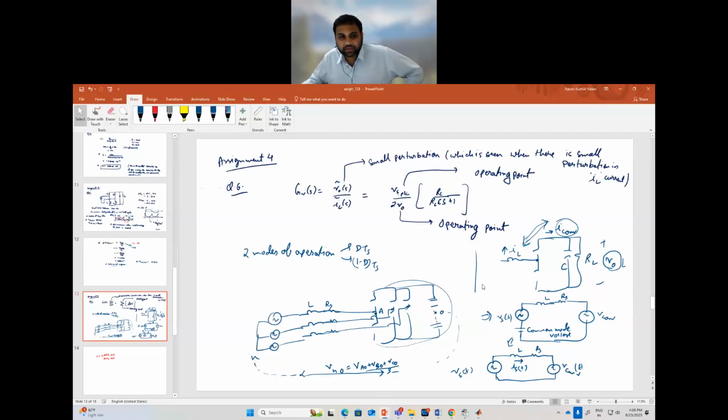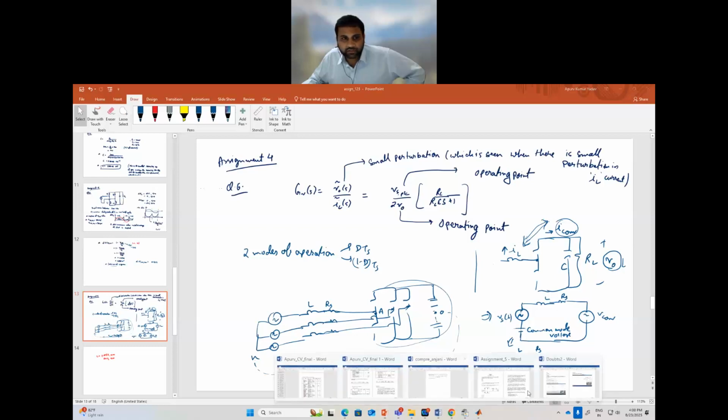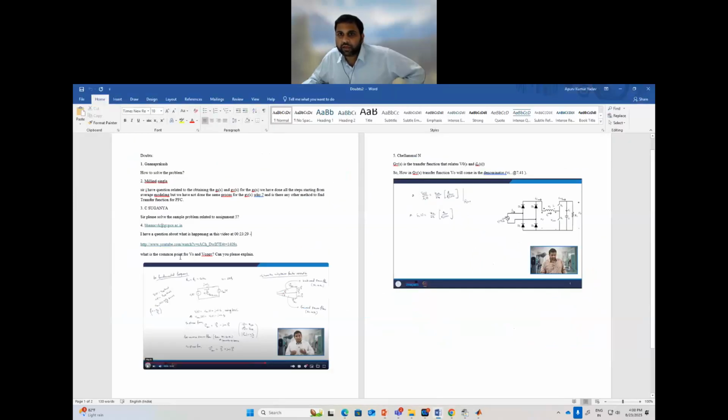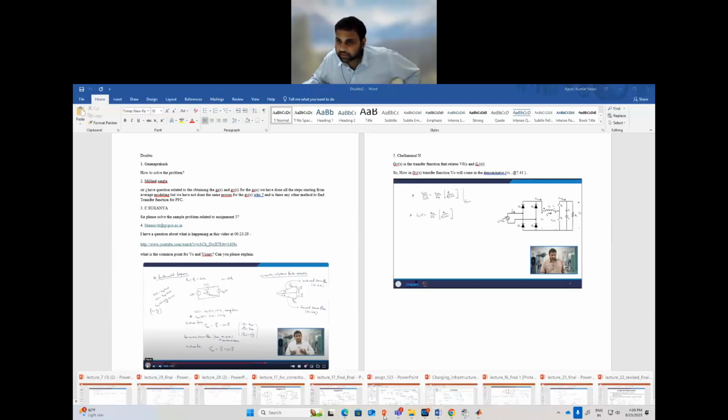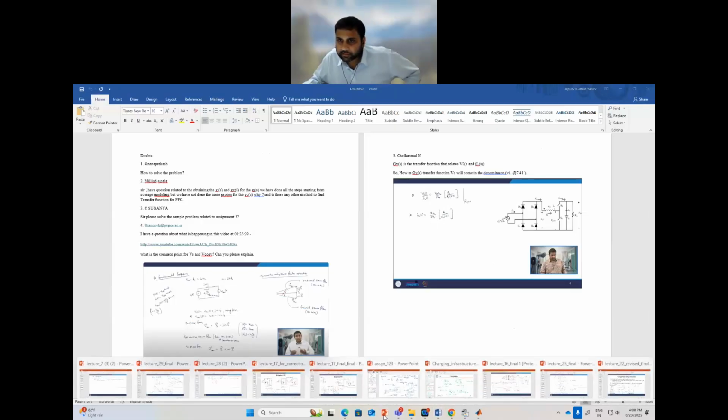So that was in the fundamental harmonic terms what we were getting in the expressions, and then we started solving our circuit beyond that. That was the answer to question number 4. Now in question number 5, it is the same question. It is being asked how the GV transfer function V naught will come in the denominator. Let me also share the slide. I think it is slide number 16.